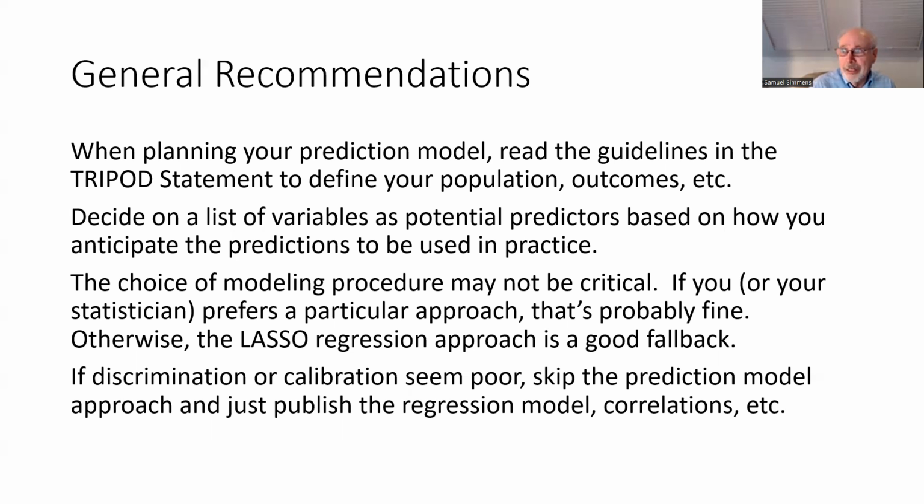Again, decide on your list of variables depending on how you anticipate the model being used. Choice of method may not be critical, though. If you're working with a statistician who has experience with some particular method and they really like it, they think neural nets is the way to go or some fancier method, I think that's fine. But the lasso seems to be where the literature is heading, and it's a pretty decent fallback. I've only used it a couple of times. I didn't find it to be as useful as I hoped, but it may have just been the particular samples I was dealing with.